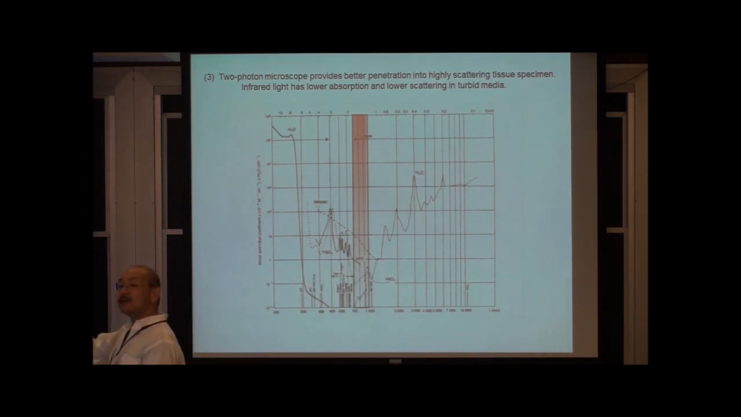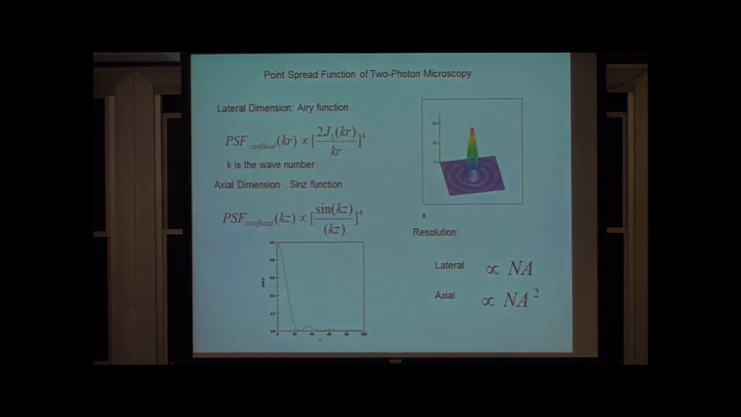And as it turns out, the amount of light scattering by scatterers depends on wavelength. Typically, it goes as 1 over the wavelength. So longer wavelength, you have less scattering. In fact, that's why the sky is blue. So if you go to longer wavelength, you have less scattering, and in general, you can go deeper. And so that's one of the advantages of the two-photon microscope. I don't want to go into detail here.